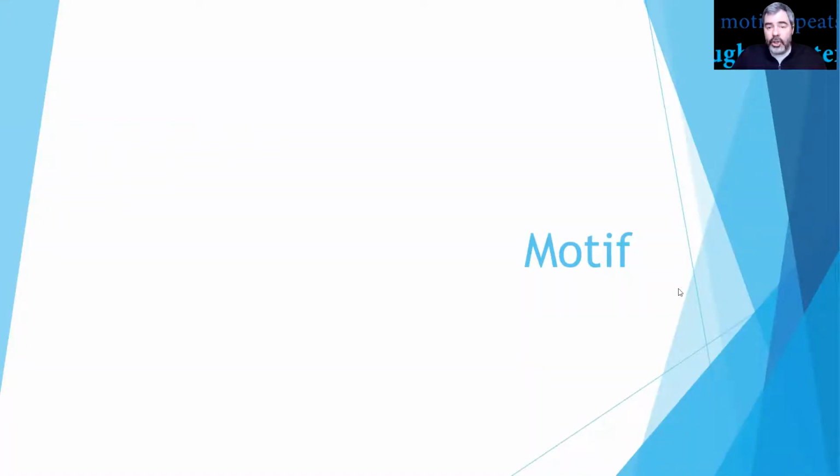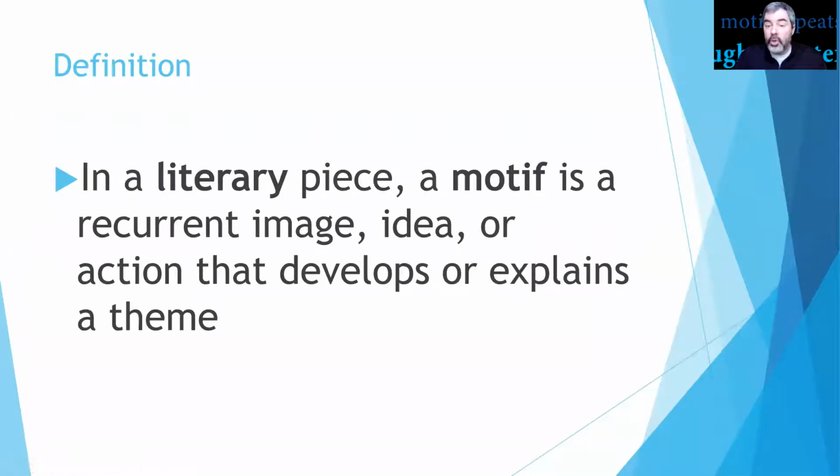So the definition says that in a literary piece, a motif is a recurrent image, an idea, or an action that develops or explains a theme. So it can be those things there. Now, some people also say symbols, and that's all very true, but it's the same concept. So an imagery, idea, or action.